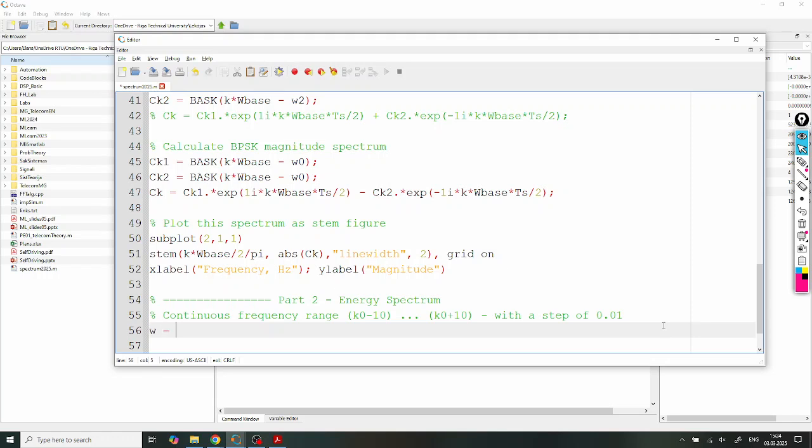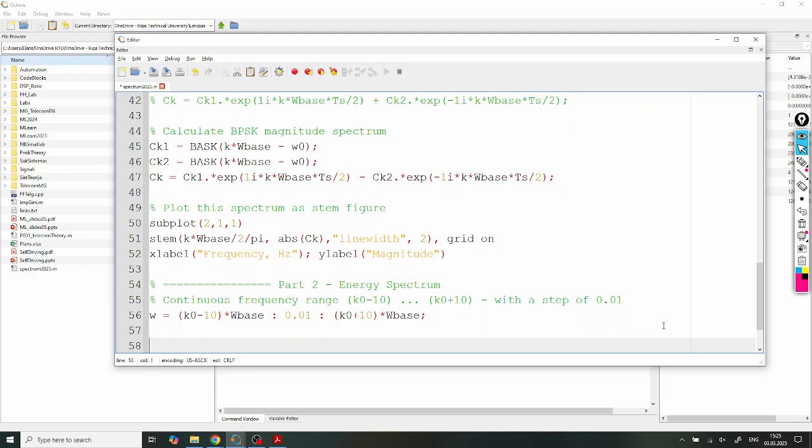So we will define this frequency as omega, yes, and let's start with this point, k0 minus 10 multiplied by omega base. Then we specify a step. Then we go to the last point, k0 plus 10 multiplied by omega base. So now here we have a continuous vector, uninterrupted frequency in this particular case, which we can input inside of our formula and use the same way.